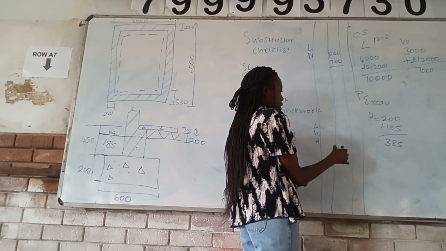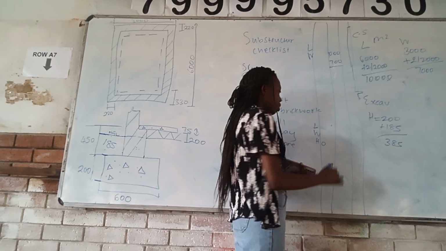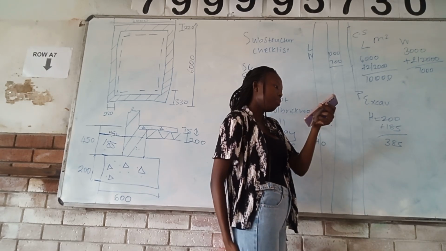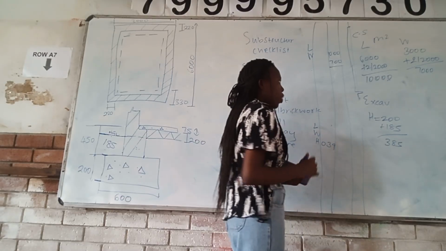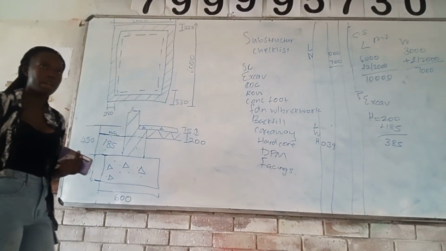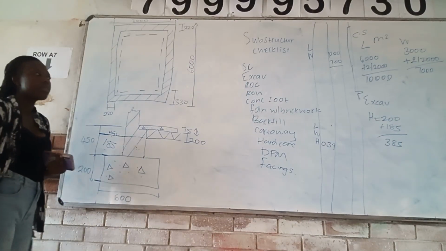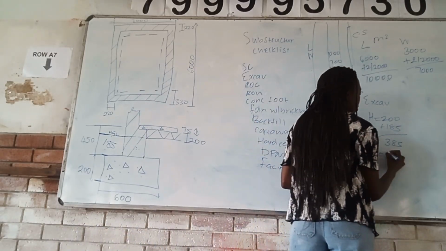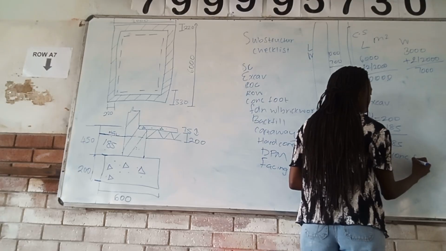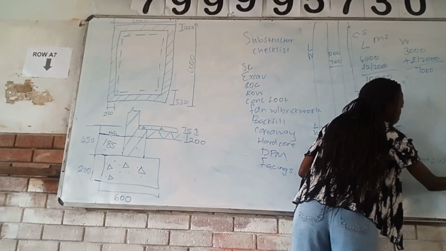So it means our height is 385 and 0,39. The width of the excavation is the width of the concrete footing, right? So here's our concrete footing. What's the width? 600. So it's 0,6. Width of the concrete footing is equal to width of excavation.